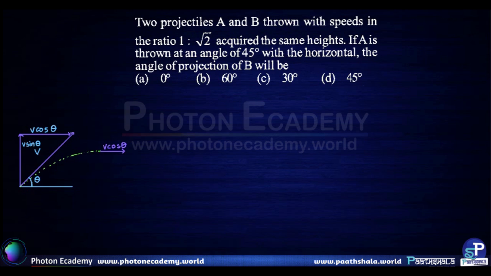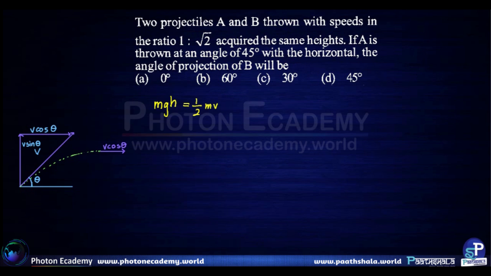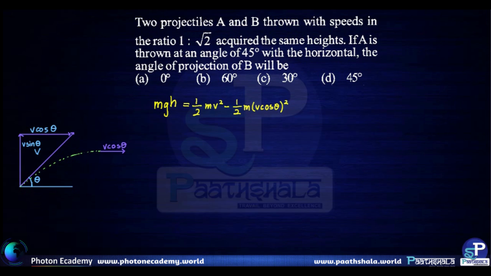That would be mgh. The particle has gained mgh amount of potential energy in going from the point of projection to a height h, which is the maximum height, and it has lost some kinetic energy, which is equal to 1/2 m v square minus 1/2 m v cos theta whole square. This is the difference in kinetic energy between the point of projection and the point of maximum height.